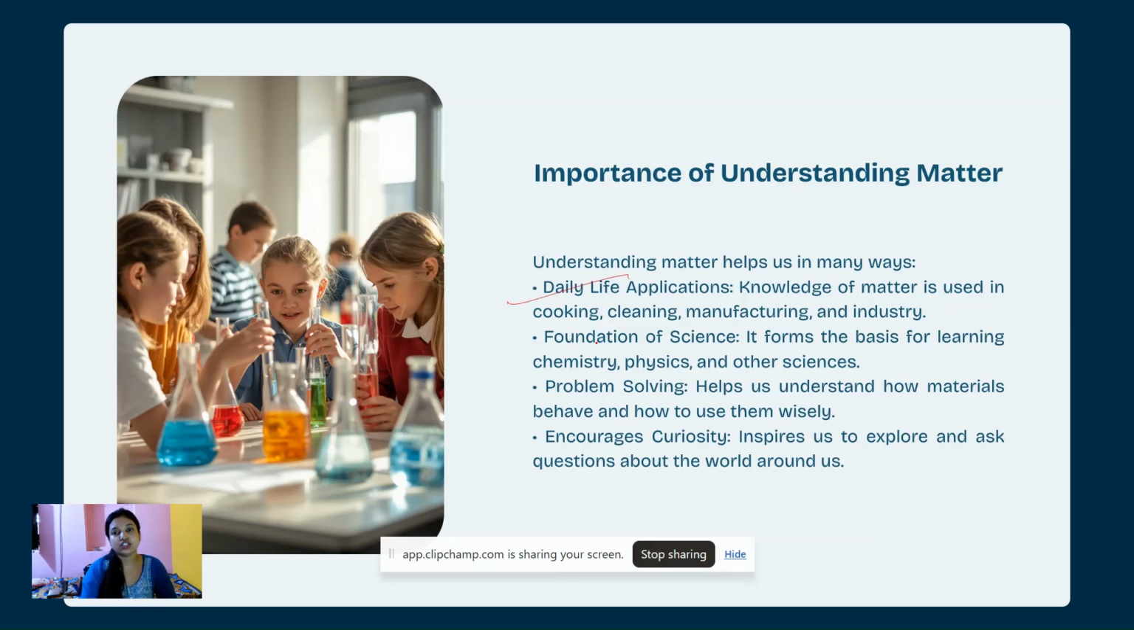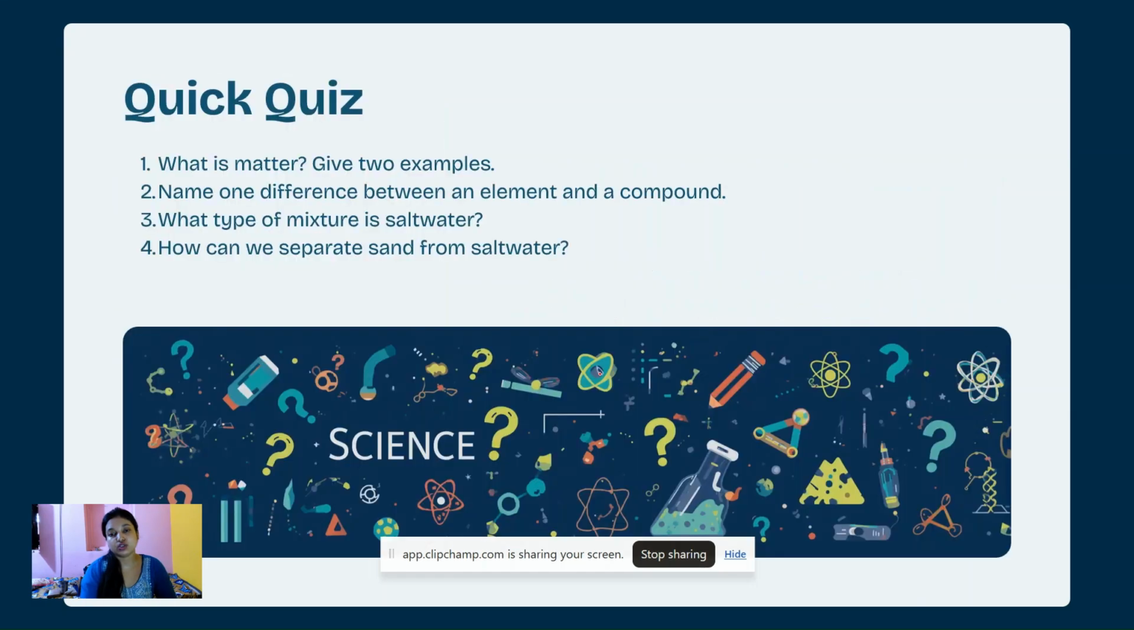Simple experiment: separating salt and sand. Step 1: mix salt and sand together in a bowl. Observe the heterogeneous mixture. Step 2: add water to the mixture. Salt dissolves in water and sand does not. Step 3: filter the mixture using filter paper to separate the undissolved sand. Step 4: heat the filtered salt water to evaporate the water and recover the salt.